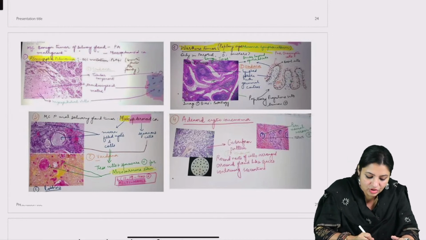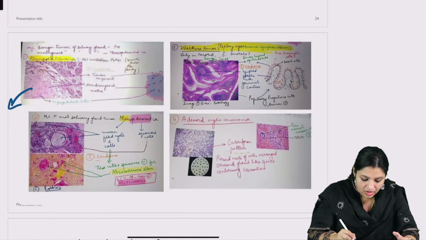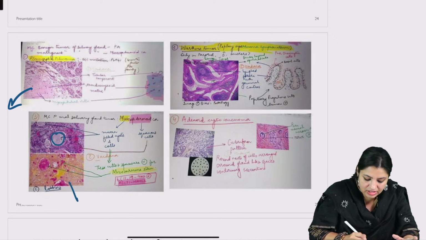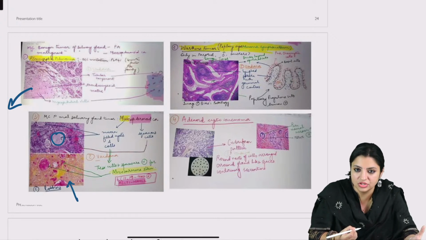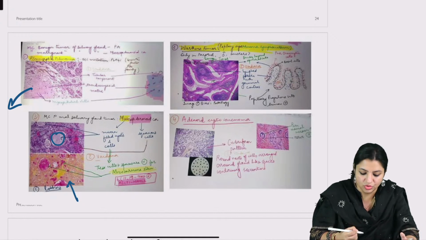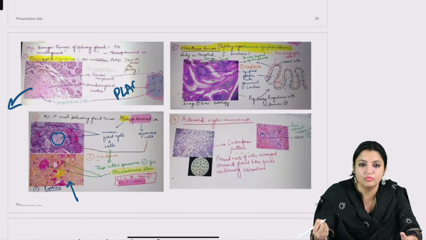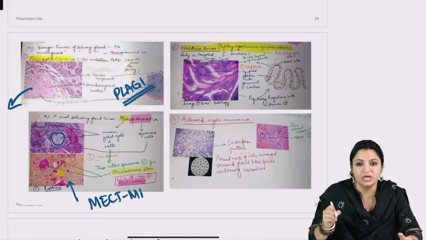Whenever you see a lot of this chondromyxoid pink colored material here, think of pleomorphic adenoma. Whereas whenever you see the glands along with some squamous cells, and they've given that these glandular cells contain mucicarmine positive secretions, then this is usually mucoepidermoid carcinoma. And they ask you the mutations. Remember, the mutation is PLAG1 in case of pleomorphic adenoma, whereas it is MECT1-MAML2 in mucoepidermoid carcinoma.